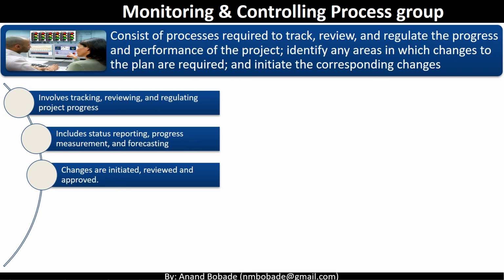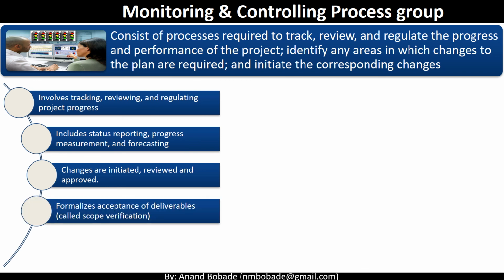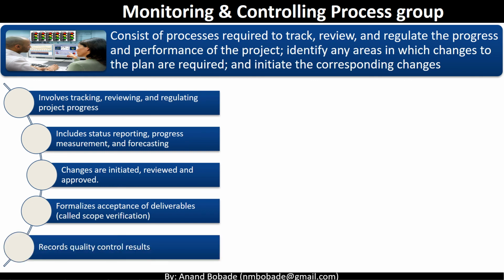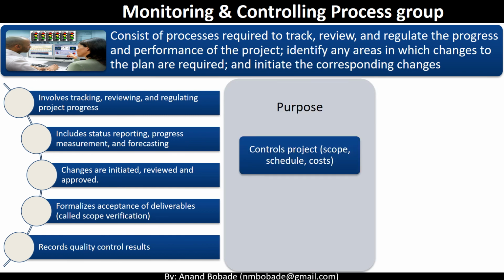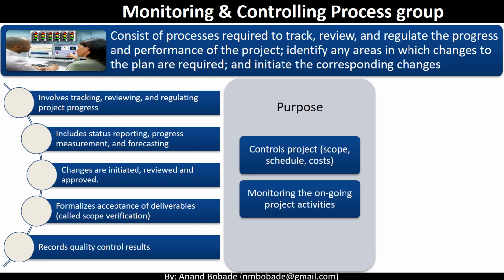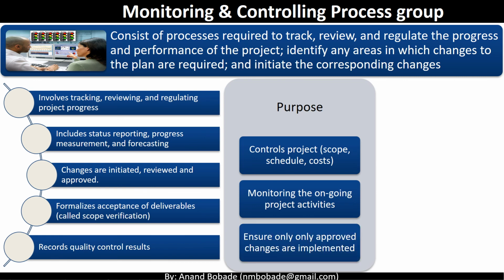It also helps you to formalize the acceptance of deliverables, also called scope verification, and finally records the quality control results. The overall purpose of this process group is to control the project scope, schedule, cost, and project document changes, monitor the project activities against what was planned or approved inside the project management plan, and control the changes so that only approved changes are implemented and nothing more.